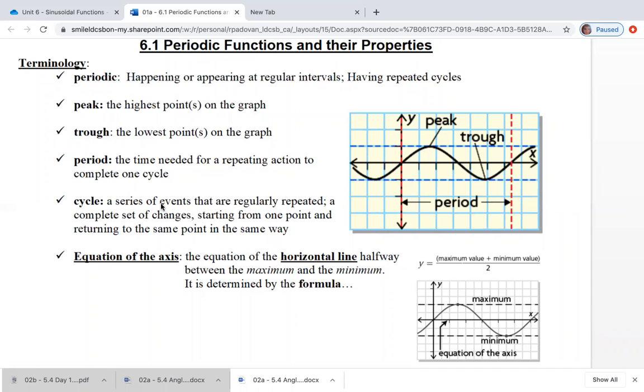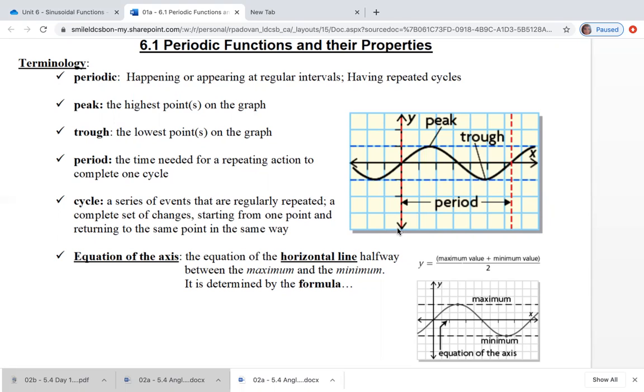A cycle is a series of events that are regularly repeated, a complete set of changes starting from one point and returning to the same point in the same way. So basically a cycle just means that something is being regularly repeated, over and over again. So we've looked at everything in here. We've talked about the peak, the trough, that this would be cyclical, so periodic, and then the actual period is where it starts and ends, and where the cycle would start over again would be the end of one period.